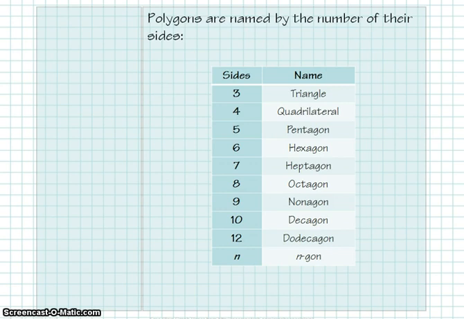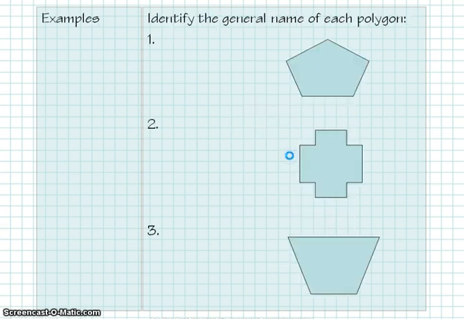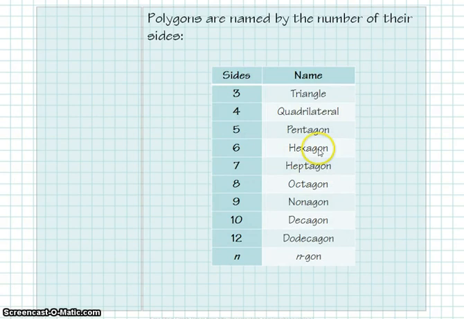So generally we name polygons by the number of their sides. Some of these names should be really familiar to you. Some of them you may not have heard before. Specifically, for some reason, people always have trouble with 7. 7 is heptagon, not septagon. 9 should be fairly simple, but some people stumble with this. 9 is the only one that starts with an N. So a nonagon is 9-sided.